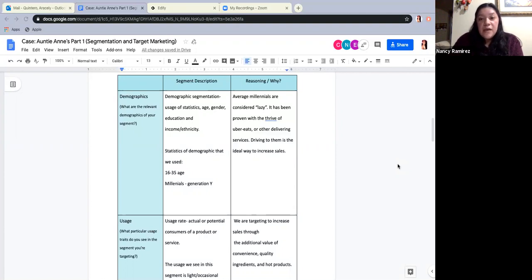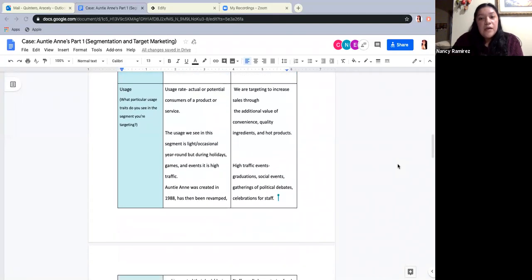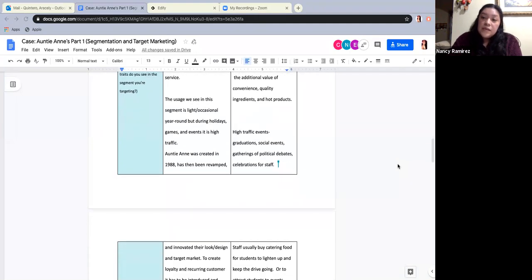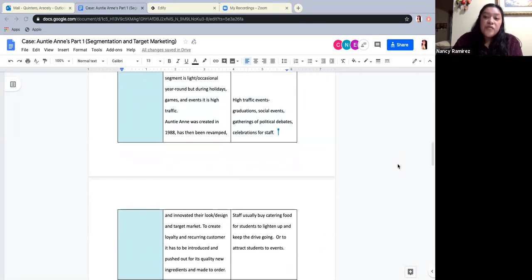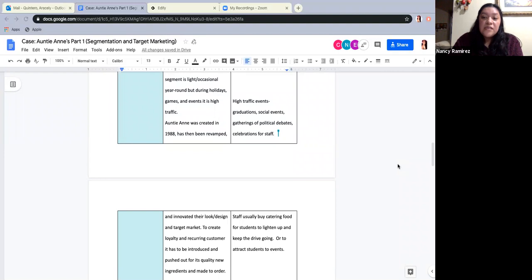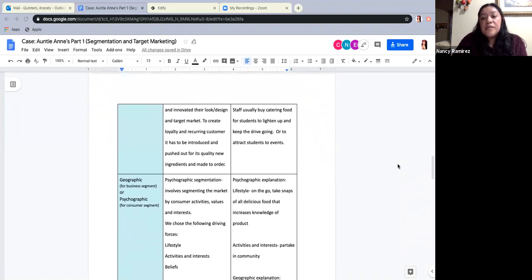Usage rate is defined as the actual or potential consumers of a product or service. The usage we see in this segment is from light to occasional year-round, but during the holidays, games, and events, it is high traffic. The reasoning is we target to increase the sales through the additional value of convenience, quality, ingredients, and hot products. Some of the high traffic events vary from graduation, social events, gatherings of political debate, celebration for staff. Staff are usually the ones who buy the catering food for students to lighten up and keep the drive going.